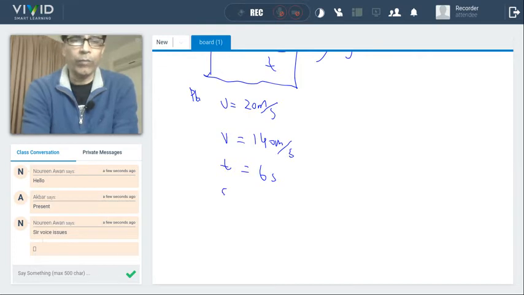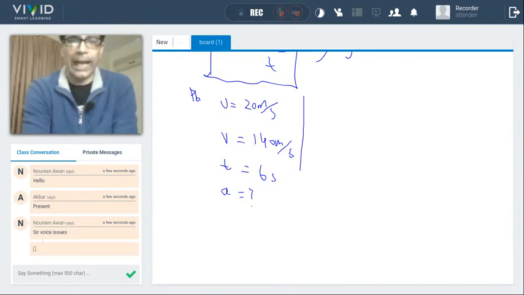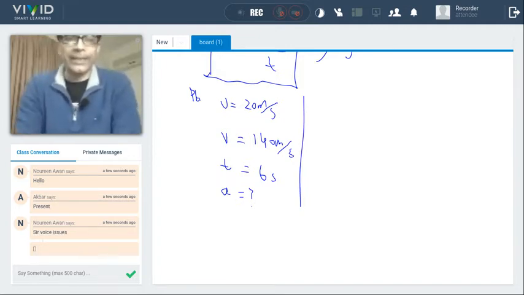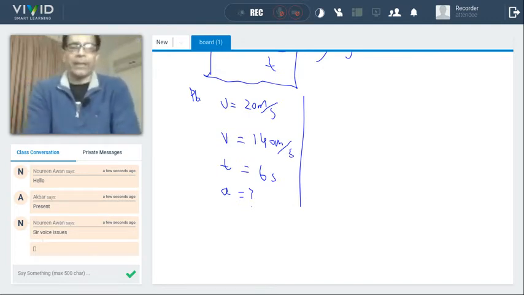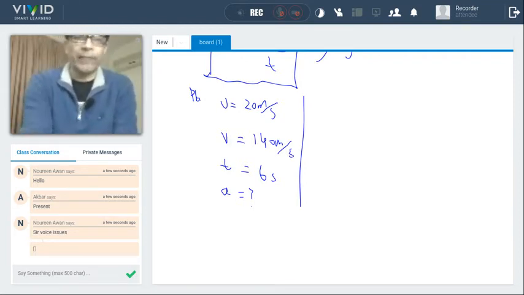Then what was the acceleration of the car? So you can easily see that we have the initial velocity as 20 meter per second, the final velocity as 140 meter per second, and the time, that is 6 seconds, in which the velocity of the car changes from 20 to 140 meter per second. So now applying the same formula I mentioned above, that is change in velocity divided by time.